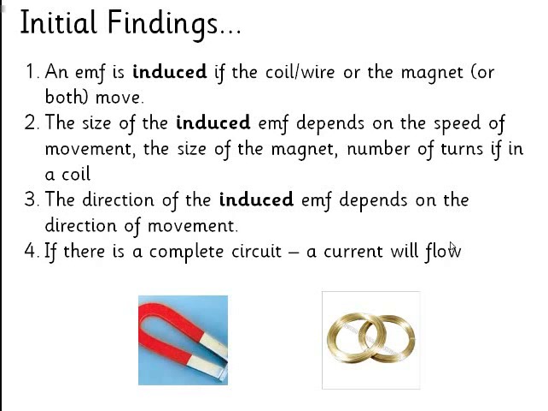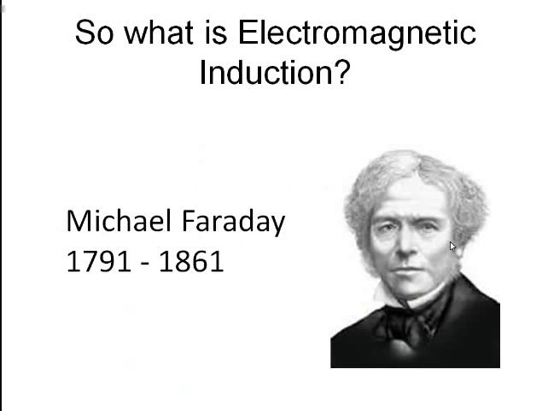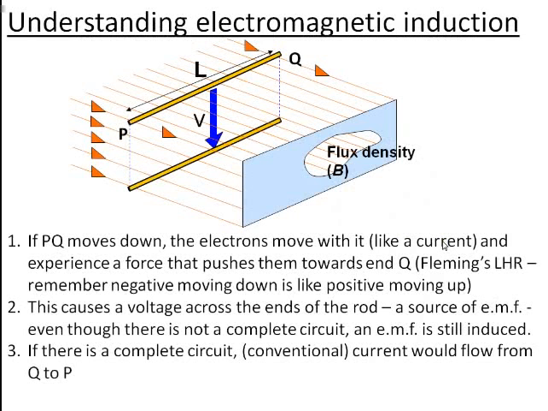The direction of the induced EMF, whether it's positive or negative, depends on the direction of movement. And in the previous examples we did have a complete circuit, so there was a complete wire with an ammeter in, and if there is a complete circuit you get a current flowing, so the induced EMF causes a current to flow. So what is electromagnetic induction? Well, this is Michael Faraday. He came up with the ideas and the formulas behind electromagnetic induction, and mainly in today's session we look at the ideas that he came up with to see if we can understand them.